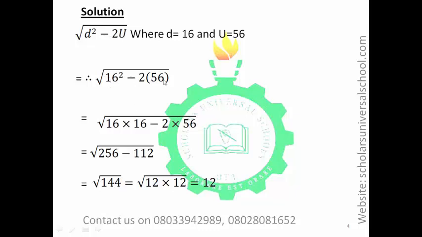16 squared minus 2 times 56. 16 squared means 16 times 16, and that is 256. And 2 times 56 is what? 112. When you subtract 112 from 256, you have 144. So what is the square root of 144? Think of a number that when you multiply it by itself gives you 144, and that is what? 12. So the square root of 144 is 12. Is that taken? So we have solved for the square root of d squared minus 2u.